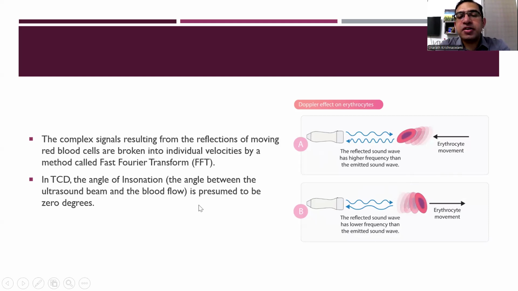So while we are insonating a patient with the transcranial Doppler probe, we have to make sure that the angle of insonation, that is the angle between the ultrasound beam and the blood flow, is apparently zero. Here you can see it's in a straight line, so the angle of insonation is zero.